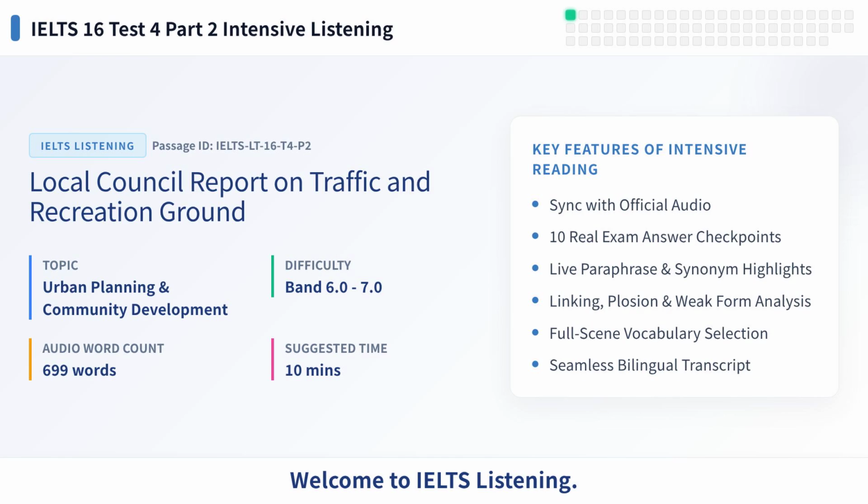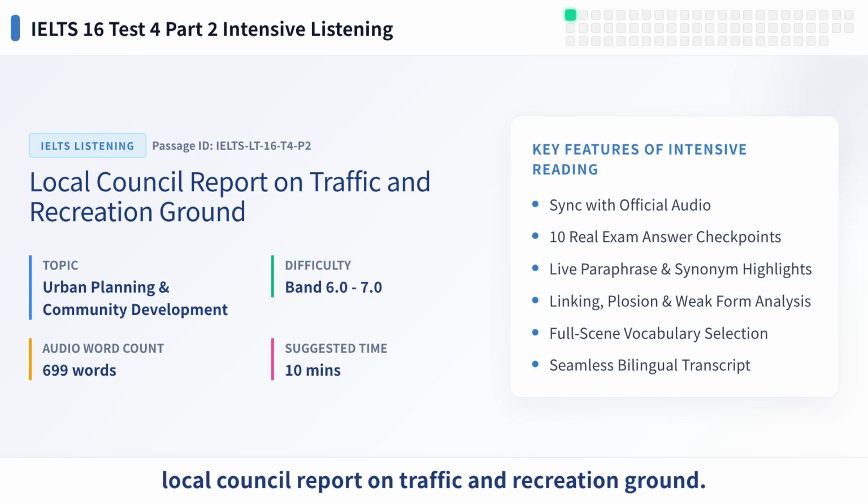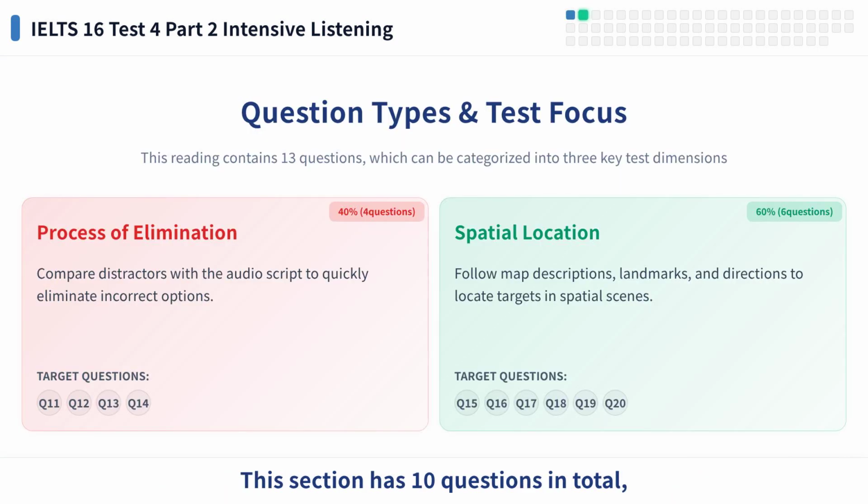Welcome to IELTS Listening. Today we study IELTS 16 Test 4. Part 2, a local council report on traffic and recreation ground. This section has 10 questions in total, including 4 multiple-choice questions and 6 map labeling questions.